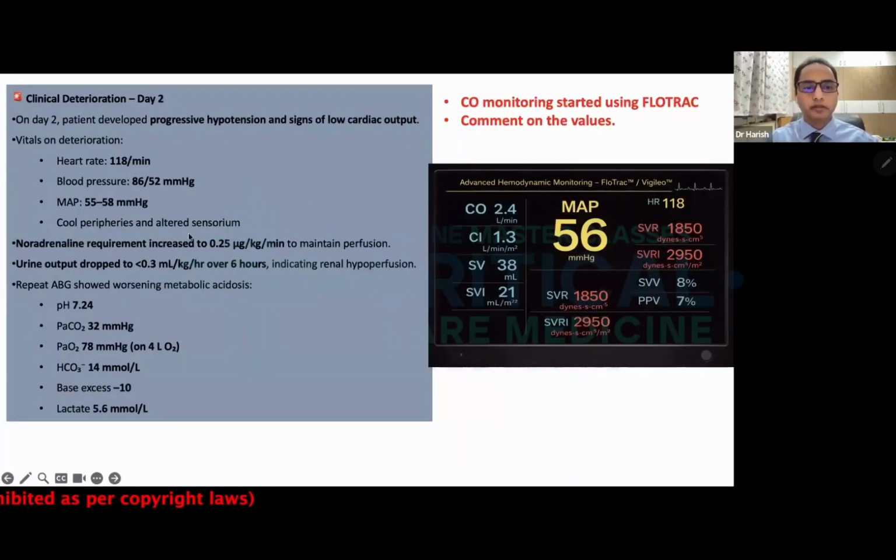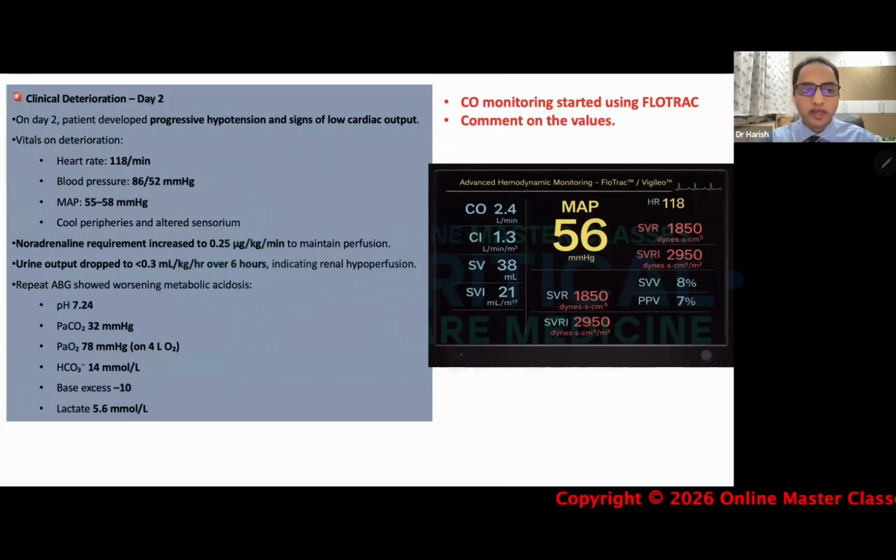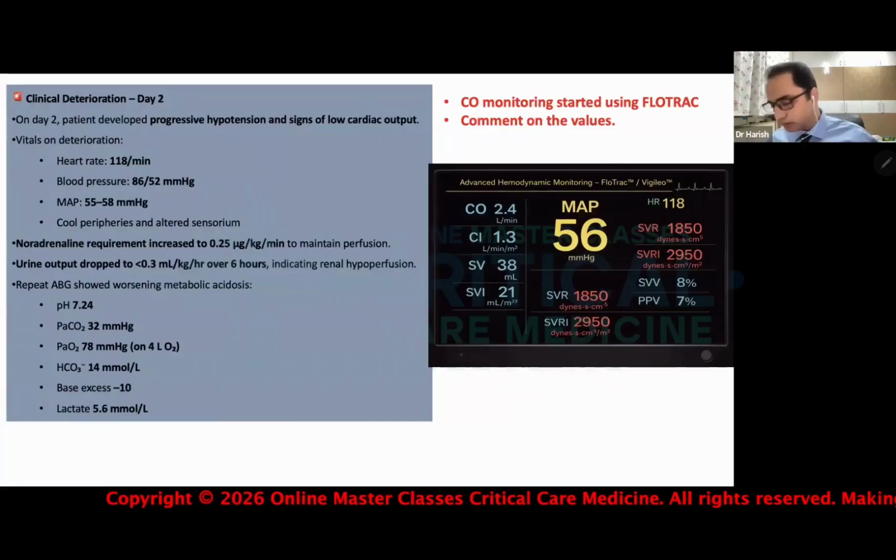Cold peripheries, and the patient started having altered sensorium. His noradrenaline requirement increased to 0.25 mcg per kg per minute to maintain perfusion. Urine output dropped to 0.3 ml per kg per hour in the last 6 hours. ABG shows lactate of 5.6, base excess is -10, bicarb is 14, PO2 is 78, PCO2 is 32, pH is 7.24. So what we thought is, everything is deteriorating.